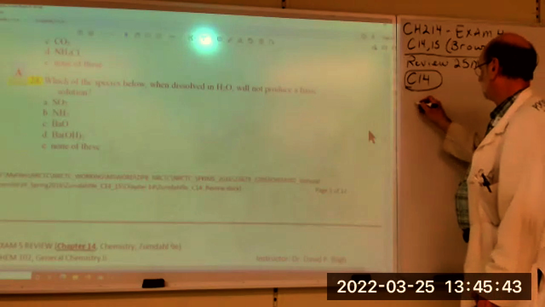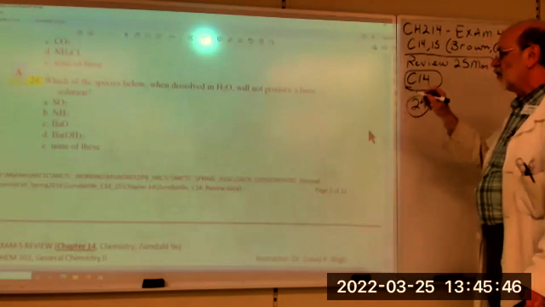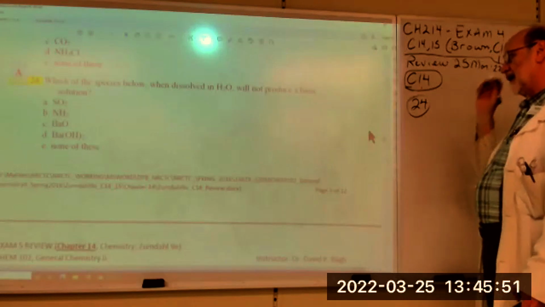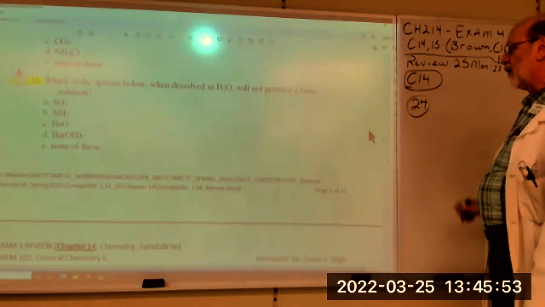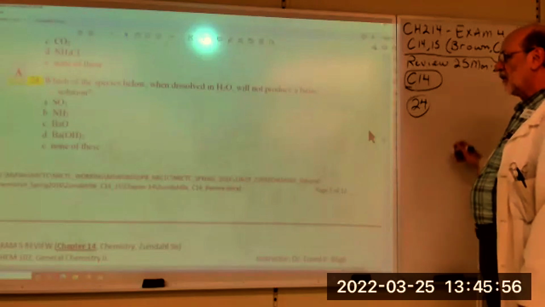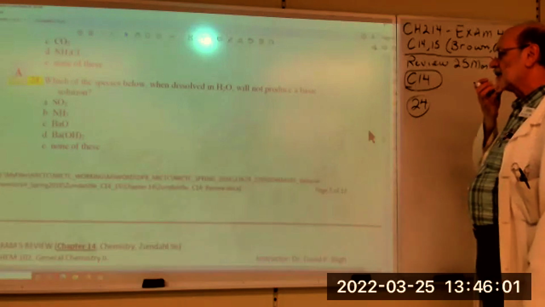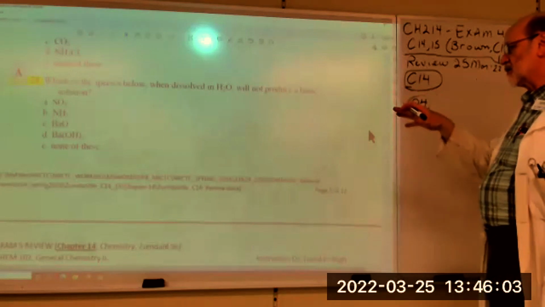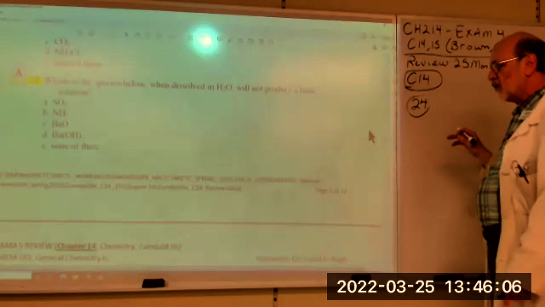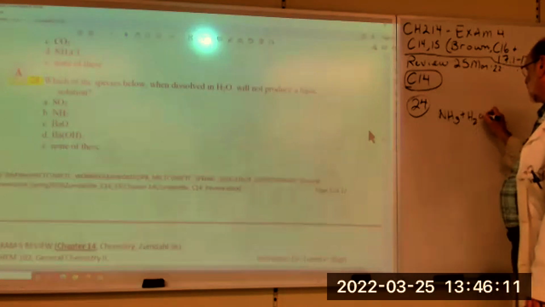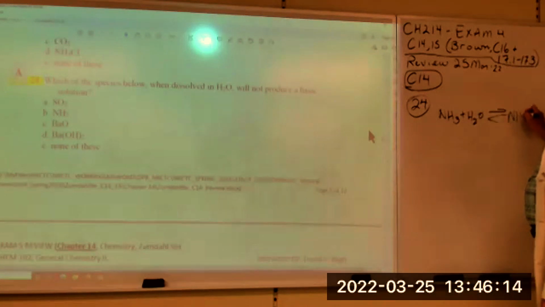24. Which of the species below, when dissolved in water, will not produce a basic solution? Okay, well, what reaction? This looks like we've got a combination of situations here. We've got the ammonia, which will react with water to produce ammonium plus OH minus. So that'll make a basic solution.